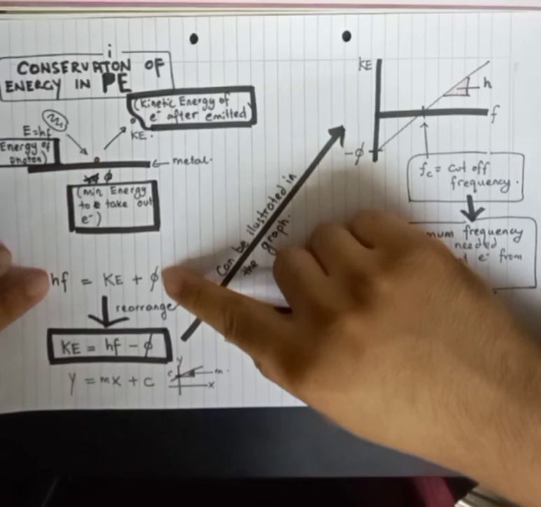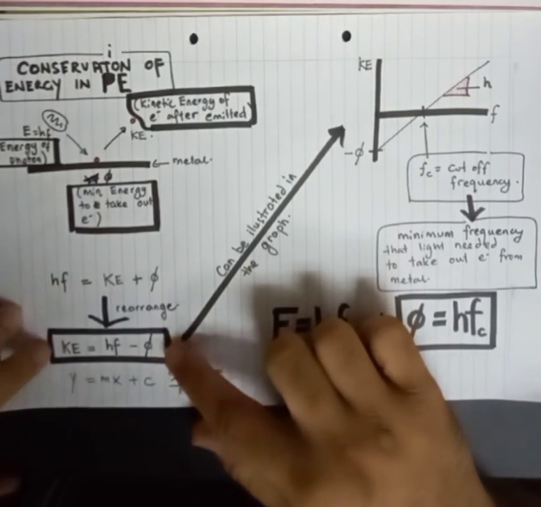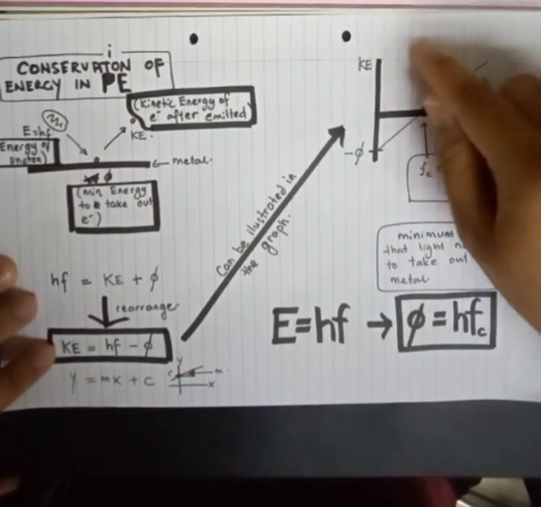If we rearrange this equation, we get this kind of equation. This equation actually has the form of a linear function. So if we illustrate this equation in terms of a graph, we get a linear graph.